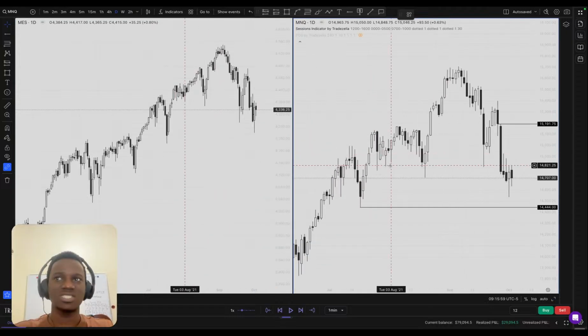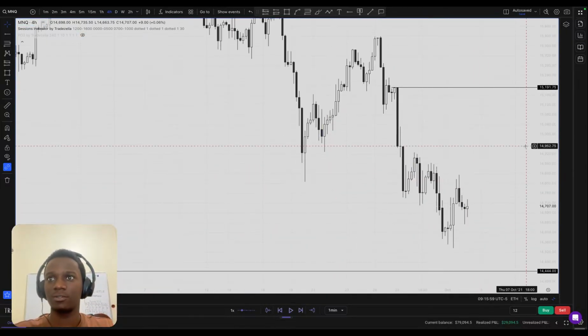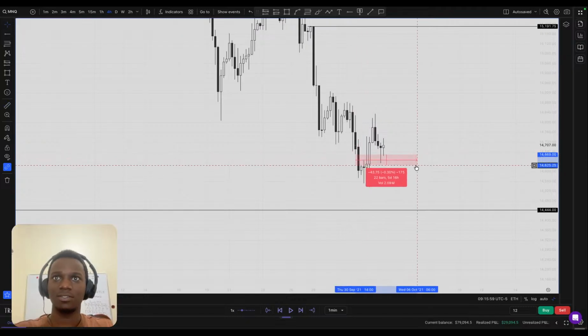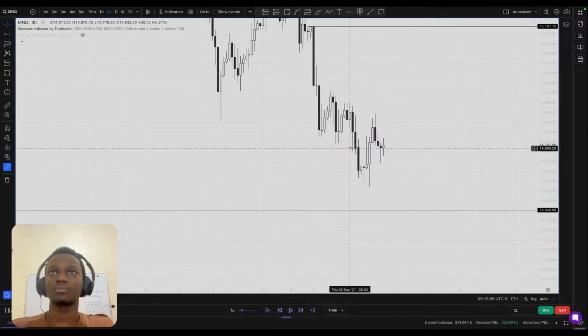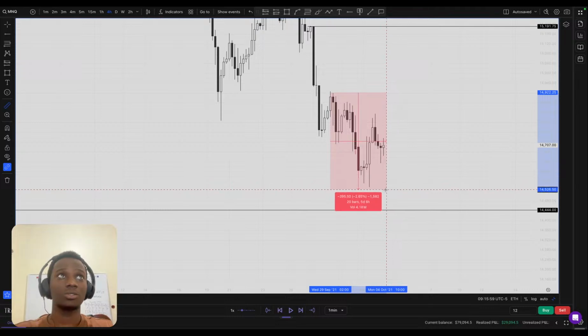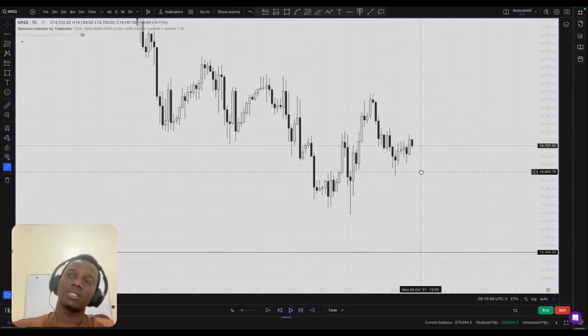So where is it heading? I'm not really sure. 4 hour. 4 hour ended up inversing here. Very good inversion. And as I said on this previous day that I was backtesting, there is so much consolidation already. But you can see what you can get out of it.